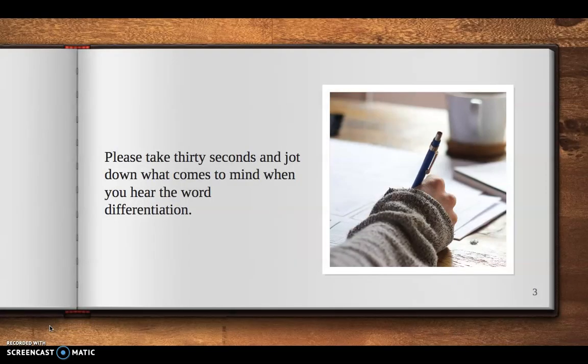But first, please take 30 seconds and jot down what comes to mind when you hear the word differentiation. This can be a word, a phrase, or even a picture. If we were in class together, I'd have you turn and talk with the partner next to you about what you wrote down. But for now, we will revisit this at the end of our presentation.